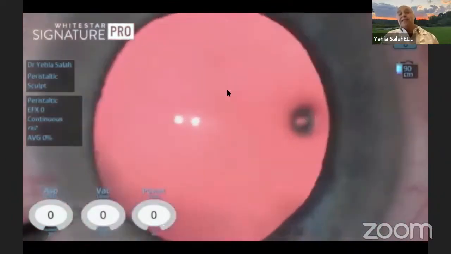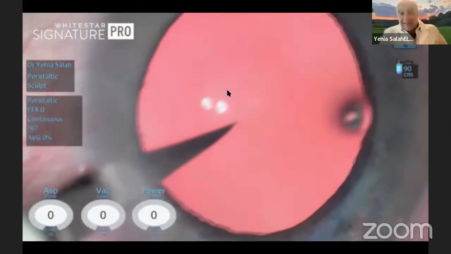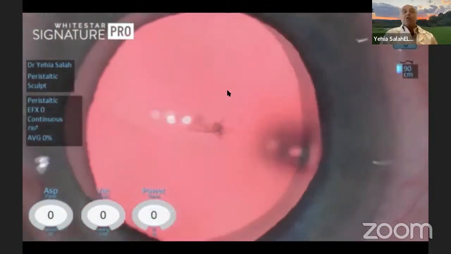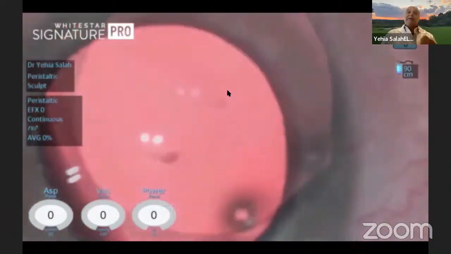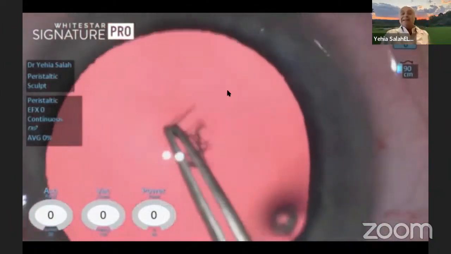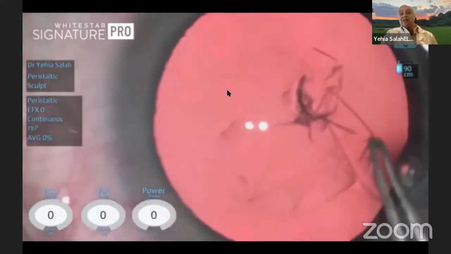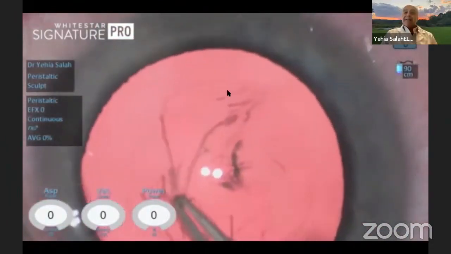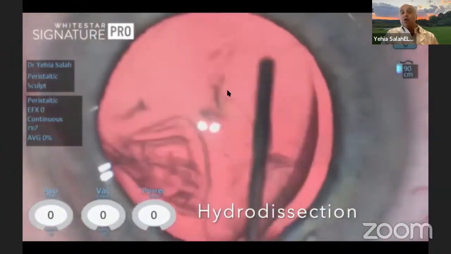This is a Symphony. A Symphony is an extended depth of focus lens which is diffractive. And you see these cases are soft, so you have to be careful. Every step, you manipulate the least, and do the simplest technique to be able to remove this lens without jeopardizing either the posterior capsule or the cornea.